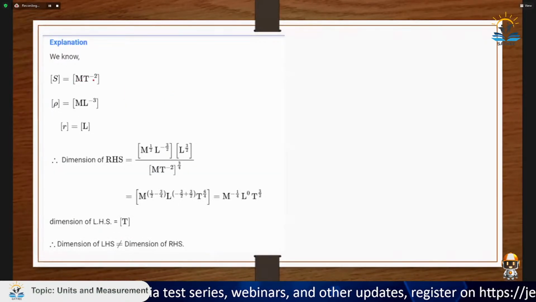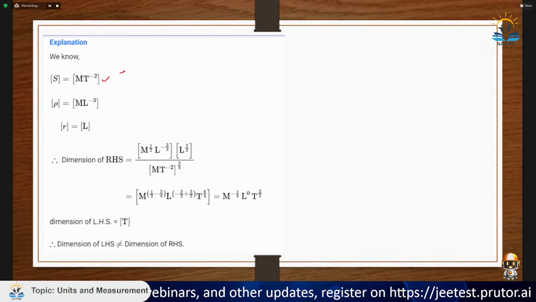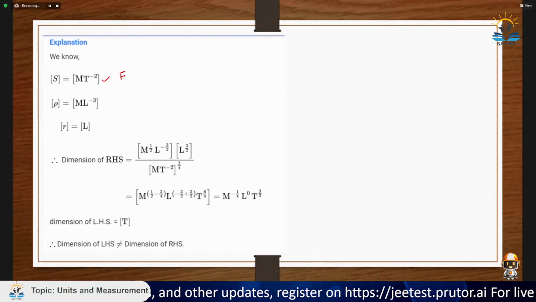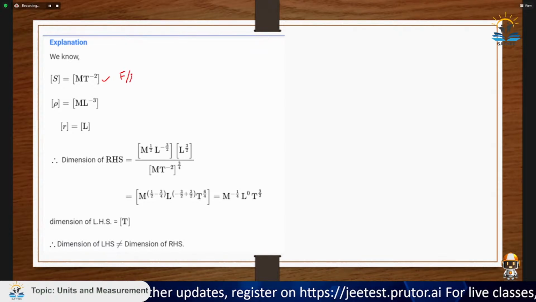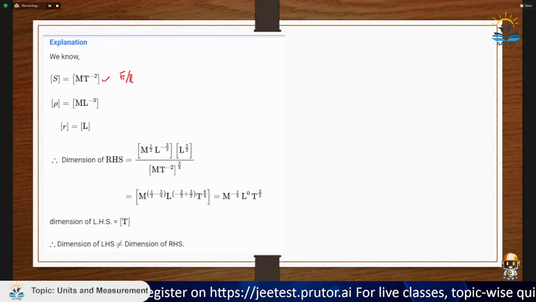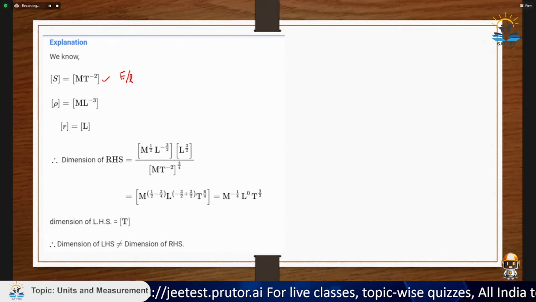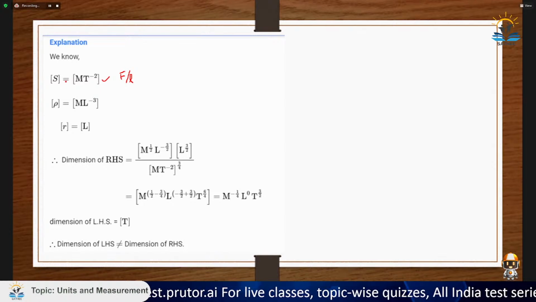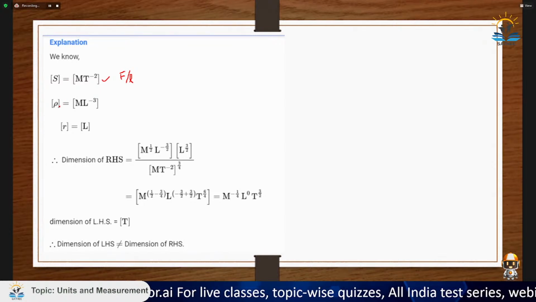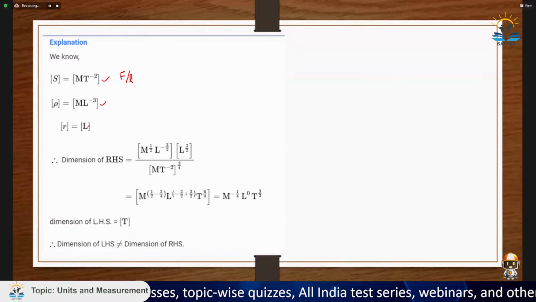So we know the dimension of surface tension is MT minus 2, because surface tension is force per unit length, which you study in the surface tension chapter. So the unit of force is mass into acceleration, so MLT minus 2 divided by L. So MT minus 2 would be the dimension for surface tension. For density, it would be mass upon volume, so it would be ML minus 3. Then radius, it is L.